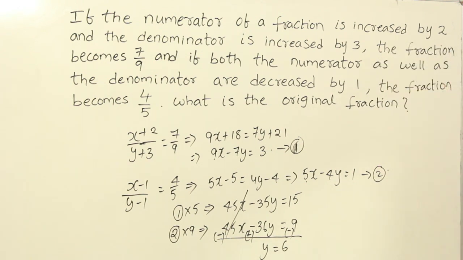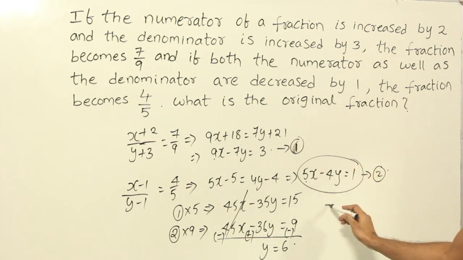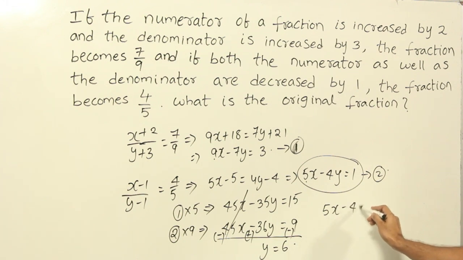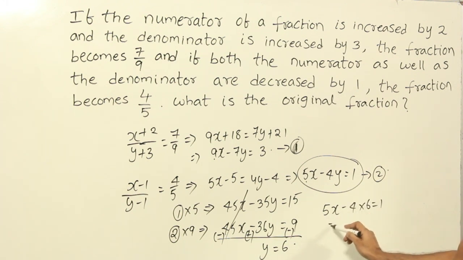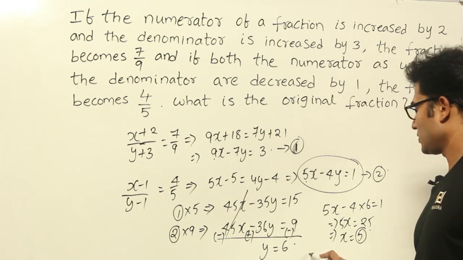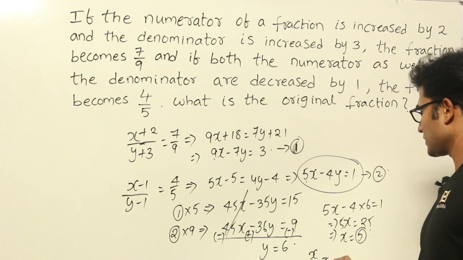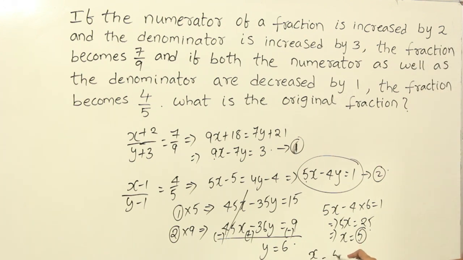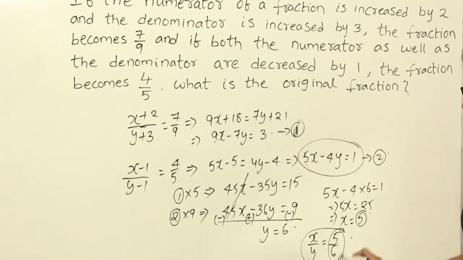Okay, now you take the value of y and you substitute in one of the equations, then you get the value of x. So here if I substitute the value of y, then I get 5x minus 4 into 6 equal to 1. That implies 5x equal to 25. That implies x equal to 5, right? Therefore, what is the actual fraction? You imagine the actual fraction as x by y. So it is going to be 5 by 6. Alright? So the actual fraction is 5 by 6.